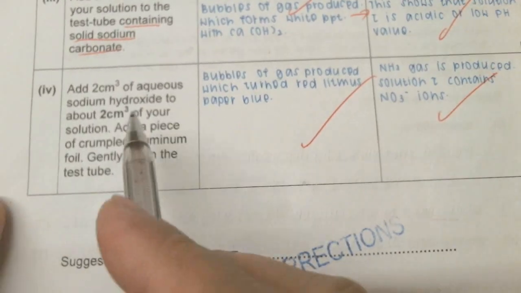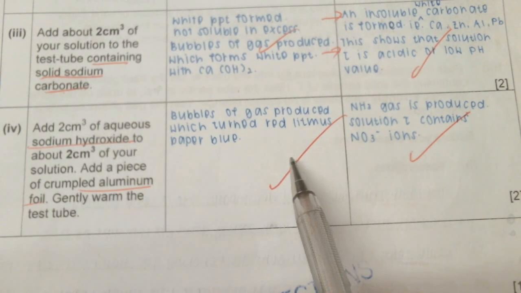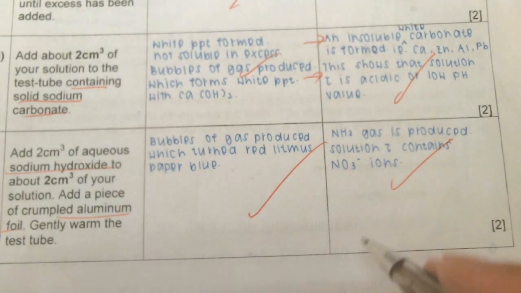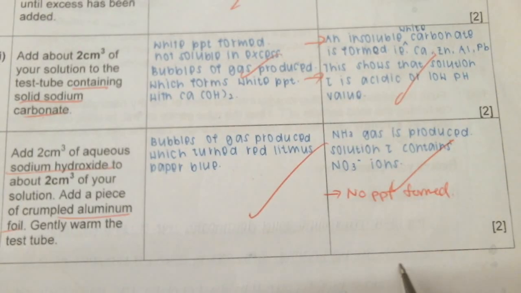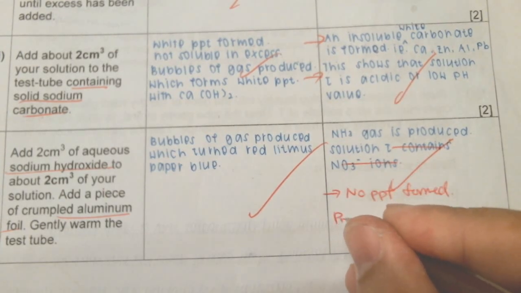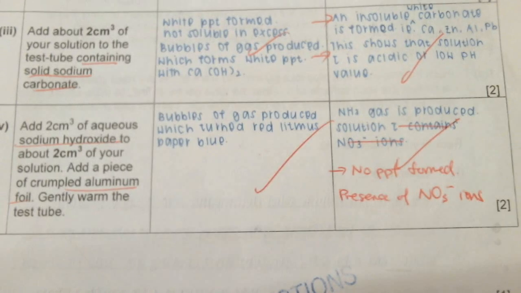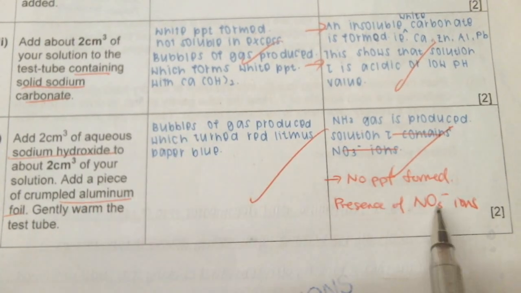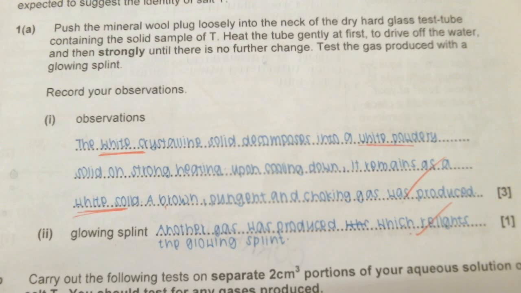The last part of the action that you need to do is to add sodium hydroxide, aluminium foil, and then warm. And this is what you should have written. Maybe you could write one more sentence as no PPT formed. So from here we can gather that nitrate ions are present. We shouldn't write like that, we should write something like presence of nitrate ions. So we can conclude that after you've done all this exercise, nitrate ions are present because of this action over here. Because of the oxygen and the brown gas being produced, it double confirmed that the nitrate ion was present.